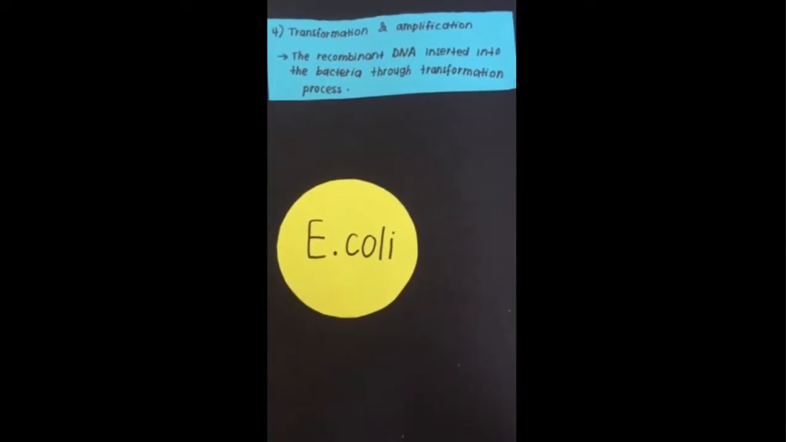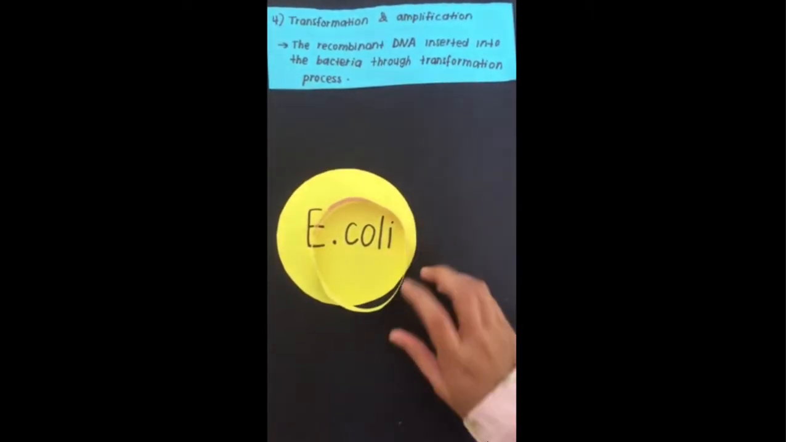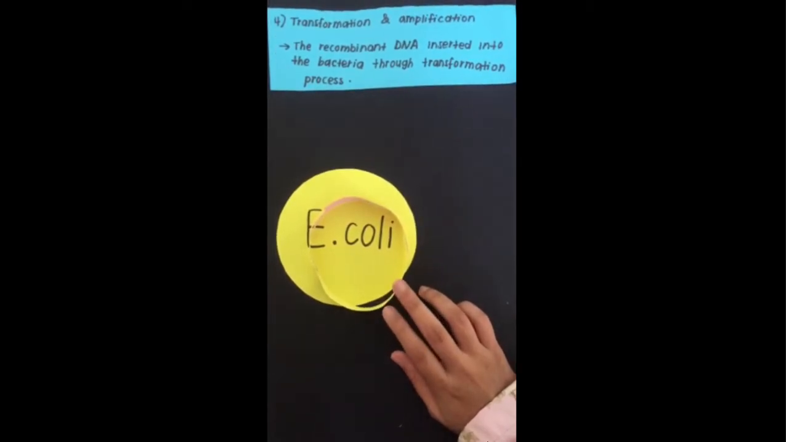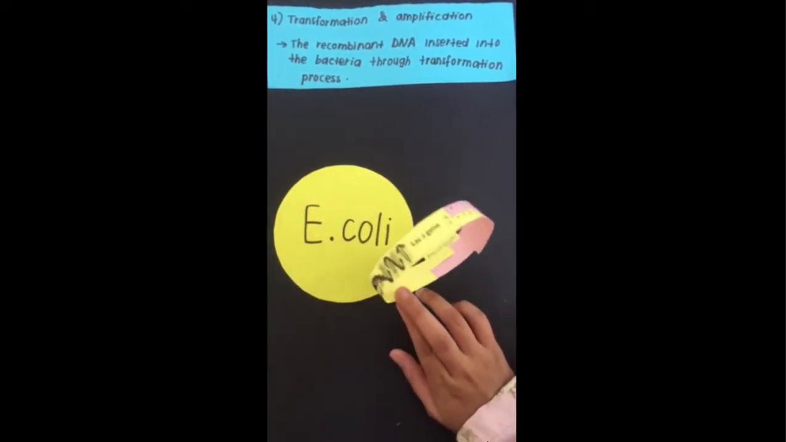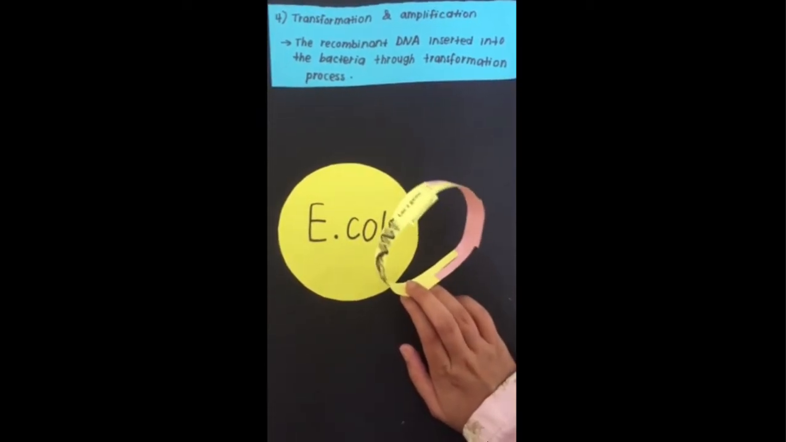For transformation and amplification, the recombinant DNA is inserted into the bacteria through the transformation process. For example, the bacteria E. coli, the recombinant DNA will be inserted into the bacteria through the transformation process. And as the bacteria reproduce, the recombinant DNA also replicates. Screening is done to identify bacteria clones containing recombinant DNA.